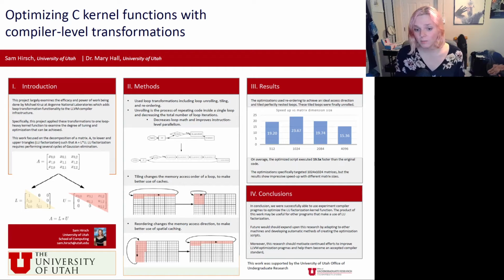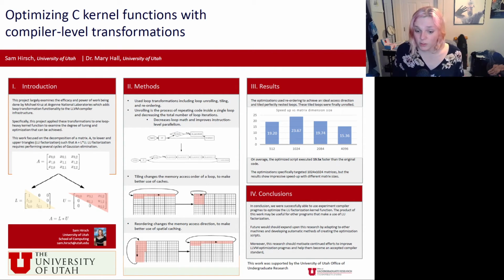Additionally, even though this script was targeting 1024 size matrices, it also worked for other size matrices as well, and we are actually able to get an average optimization of 19.5 times. That is an impressive amount of speed up, especially considering that a speed up factor of 2 times is generally considered very good. So, in conclusion, applying these compiler-level transformations proved to be extremely powerful in creating optimized versions of code.